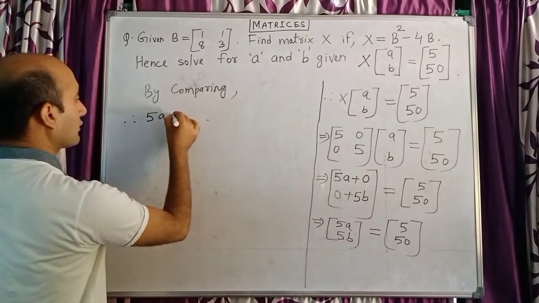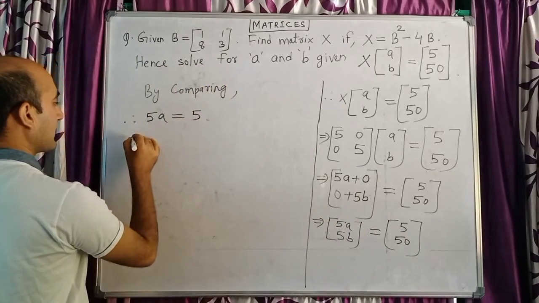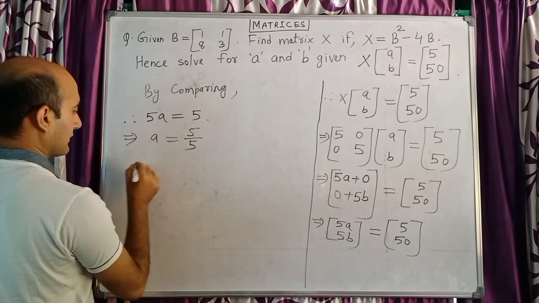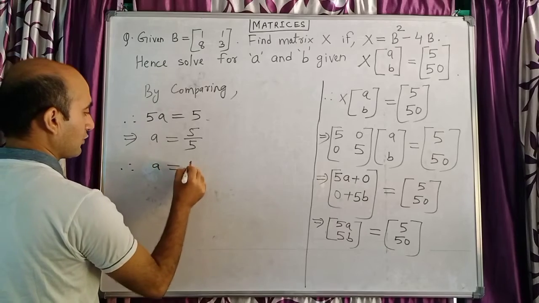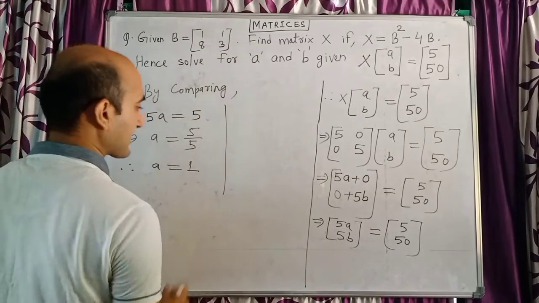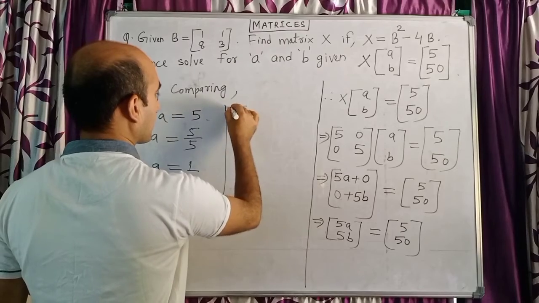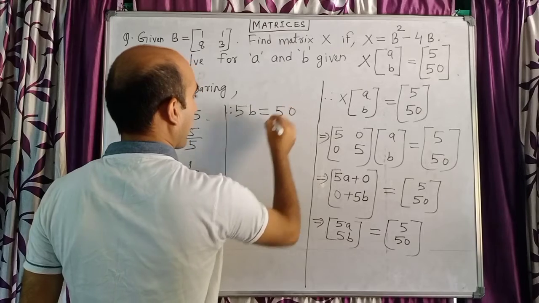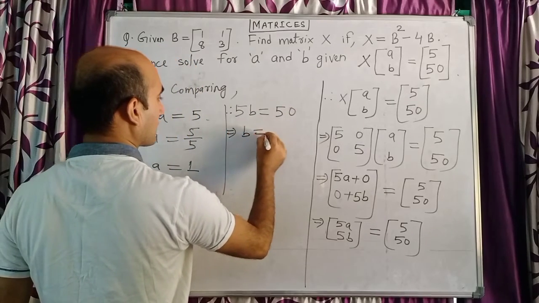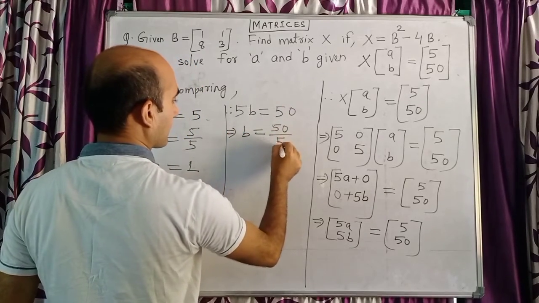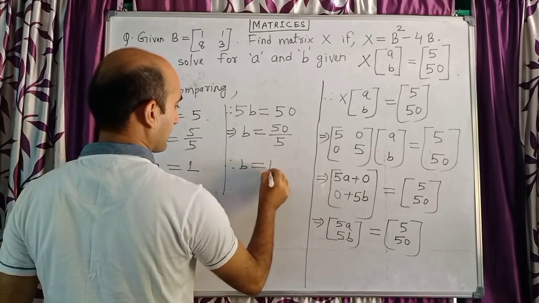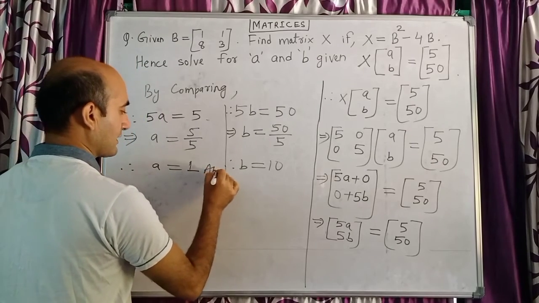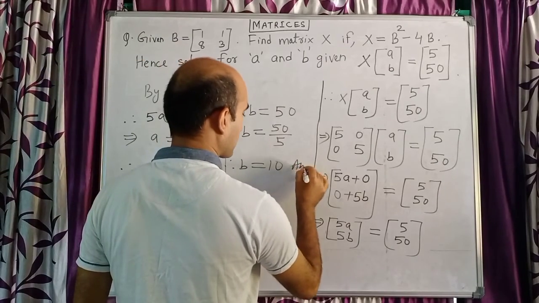So we can say, therefore, 5A will be equal to 5. So we can say A equal to 5 by 5. Therefore the value of A will be equal to 1. 5 by 5 is 1. And the second one also we will compare. Therefore 5B equal to 50 and B will be equal to 50 by 5. So therefore B equal to 10, because 5 tens are 50. So our value of A is 1, value of B is 10, this is our answer.